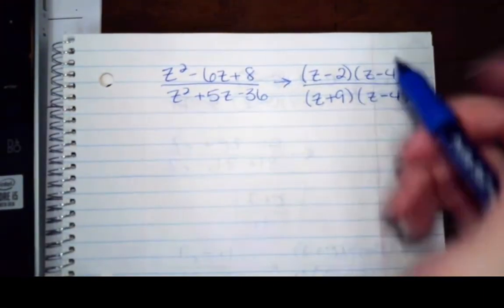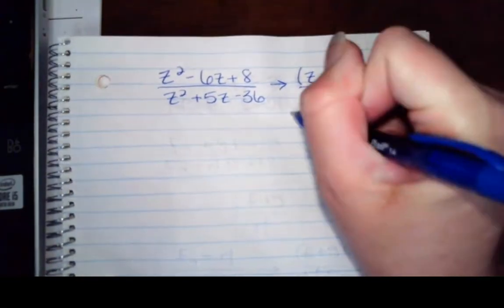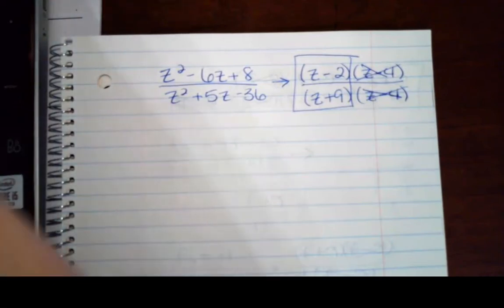I've got a z minus 4 over a z minus 4. Any number divided by itself is 1. So my final simplified rational expression, or my rational expression in lowest terms, is z minus 2 over z plus 9. Do not reduce the z's.